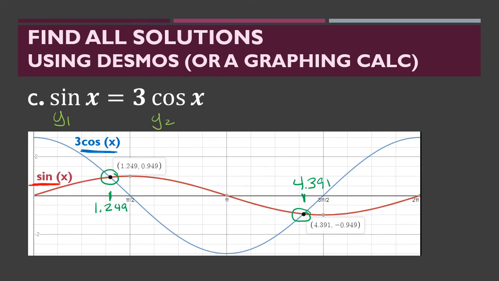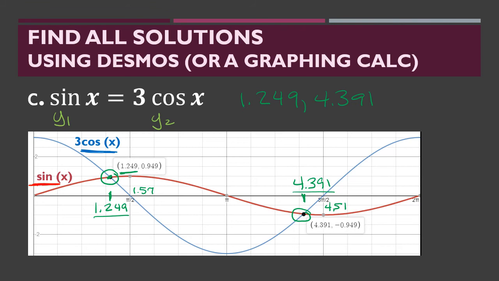We can tell that this is approximately correct because if we think back, the value of pi halves is 1.57, and the value of 3 pi over 2 is 4.71. So when I look at that and I think about 1.2 and 4.3, those are approximately in the right place. When you're on Desmos, if you'll just hover your cursor over this point, then this will pop up. And it just happens that those two x values are your solutions. So you have 1.249 as a solution, and you have 4.391.